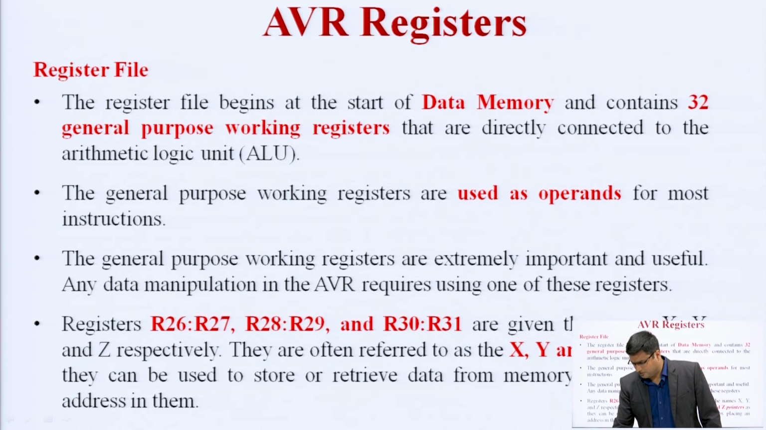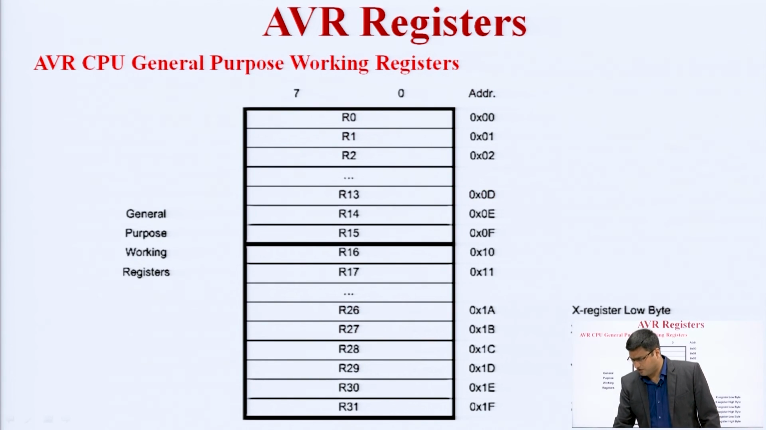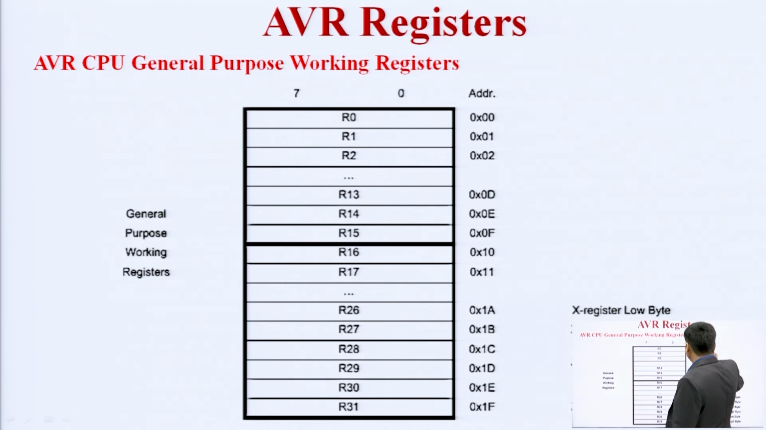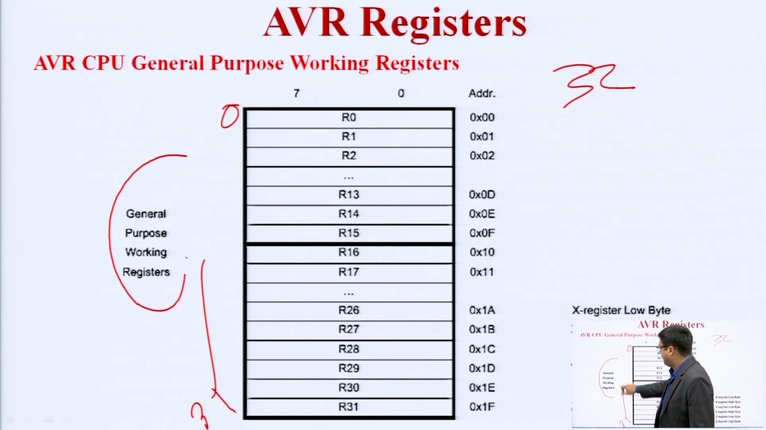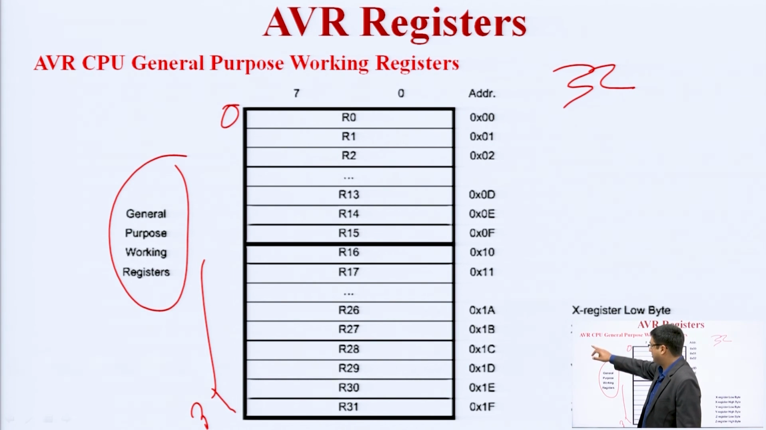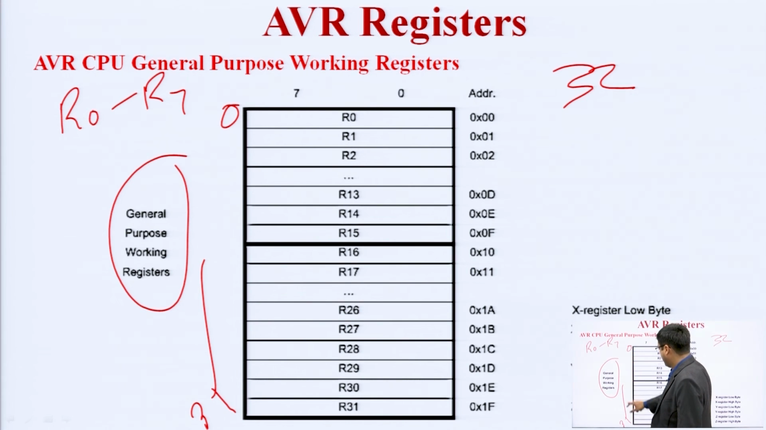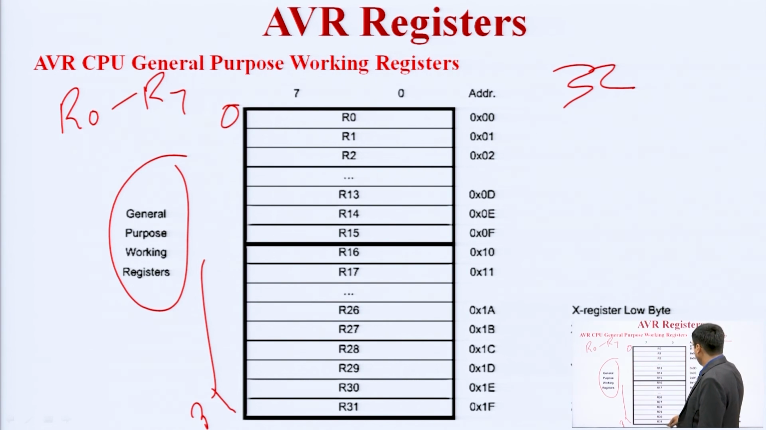So after that there are registers available in AVR. It has 32 general purpose registers varying from 0 to 31. So we have seen that in the 8051 the general purpose registers available are from R0 to R7. Here it is 0 to 31, total 32. Each register is of 8 bit, 0 to 7 means it has 8 bits, from R0 to R31.